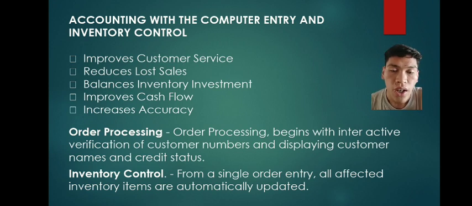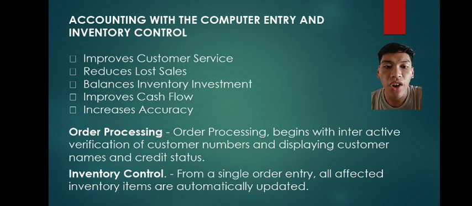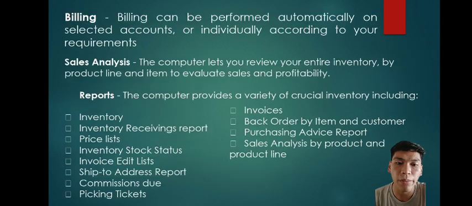Inventory control. For a single order entry, all affected inventory items are automatically updated. Typical inventory file information includes part number, description of product, category, unit cost, three selling prices, taxable status, reorder levels, and picking sequences. Billing can be performed automatically on selected accounts or individually according to your requirements.